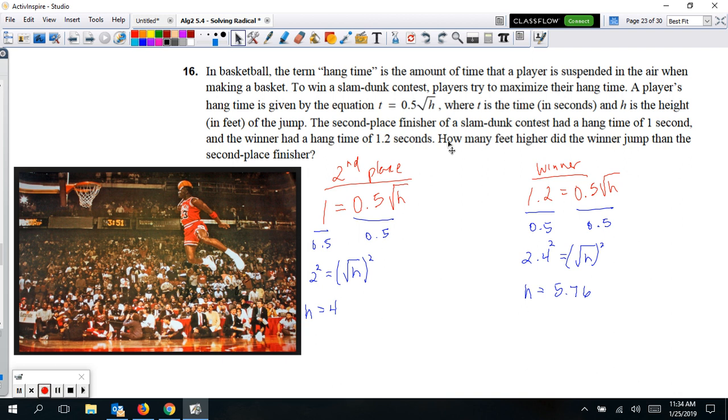So now it just says how many feet higher did the winner jump than the second place finisher. We just got to subtract these numbers here. So I'm going to just subtract 4 from 5.76. So 5.76 minus 4, that's going to give us 1.76 feet higher that the winner was than the second place finisher. Okay, so that concludes our lesson for 5.4, and I'll see you back in class.